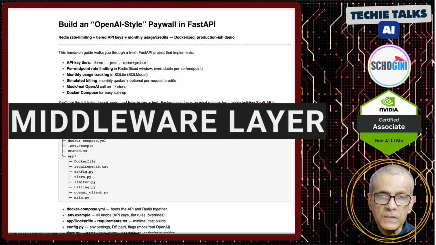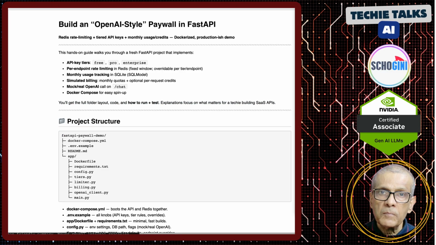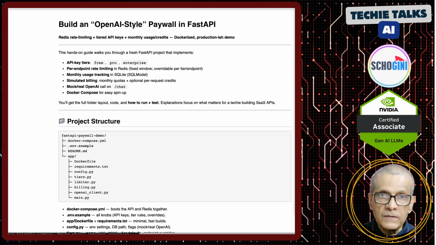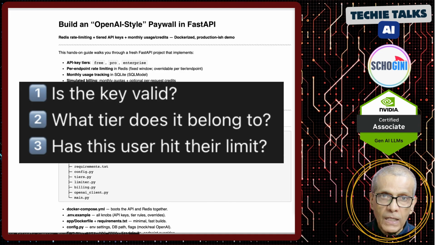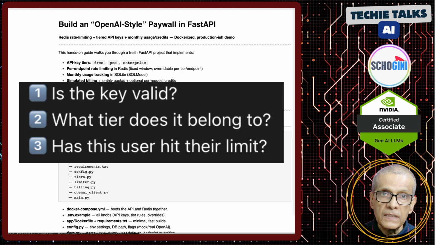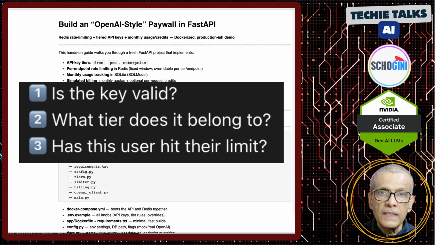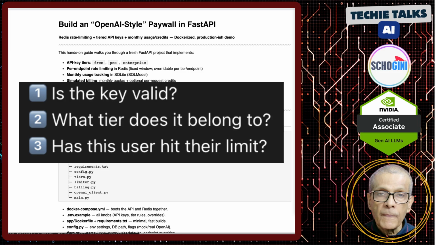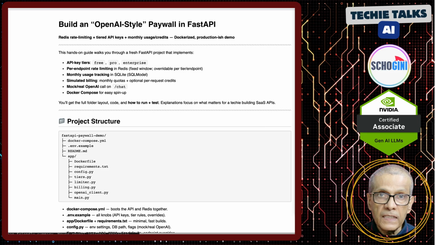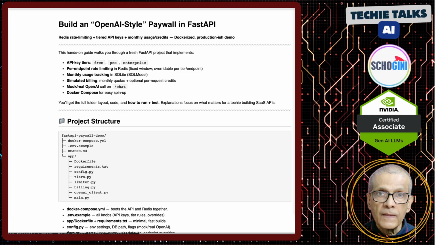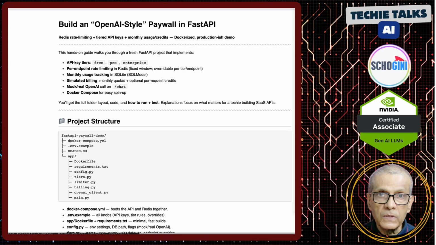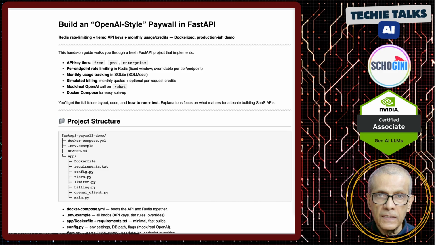Every incoming request passes through a smart middleware layer, and that checks: 1. Is the key valid? 2. What tier does it belong to? 3. Has the user hit their limit? That check happens at lightning speed inside Redis, an in-memory data store that holds short-lived counters for each endpoint and user. We will see that in the demo.